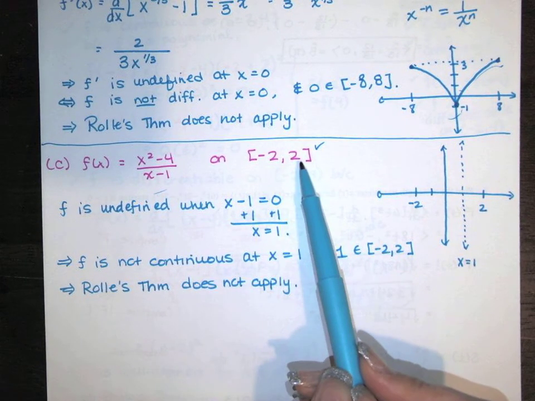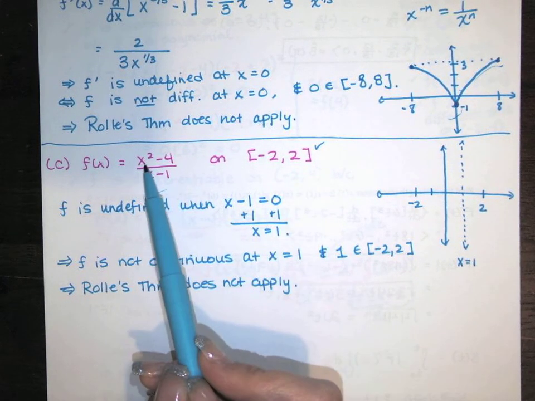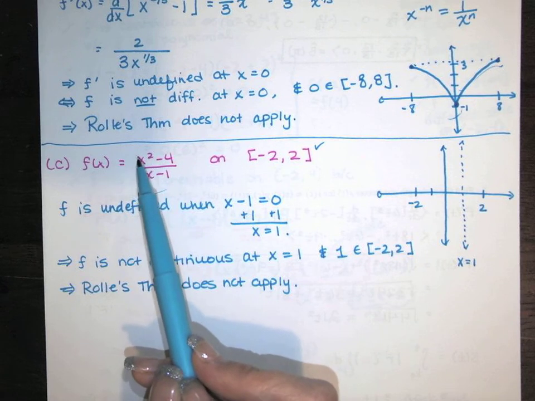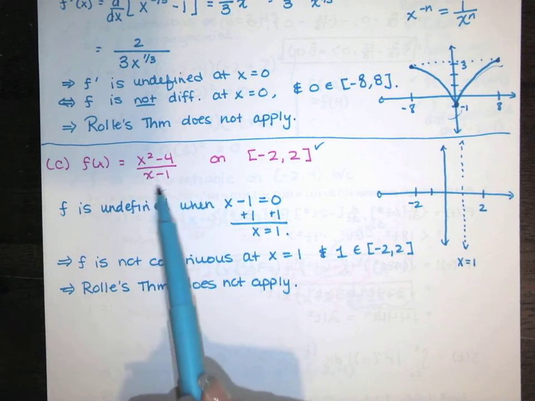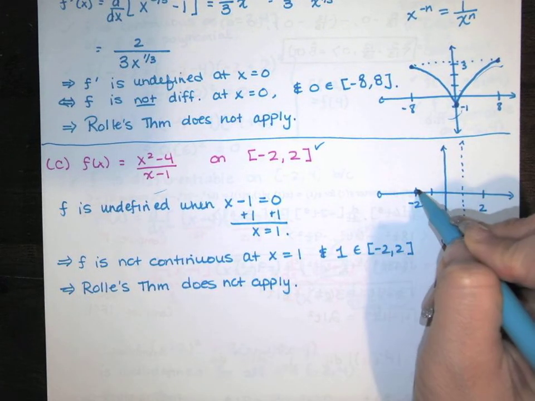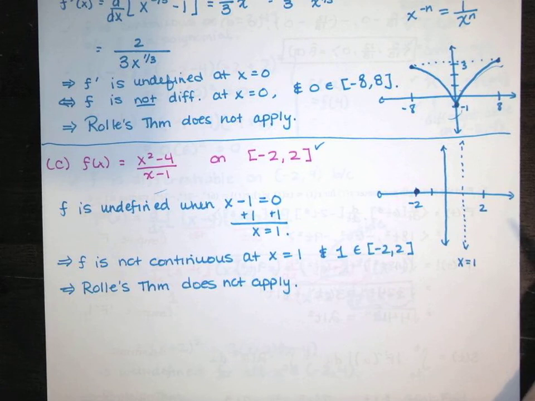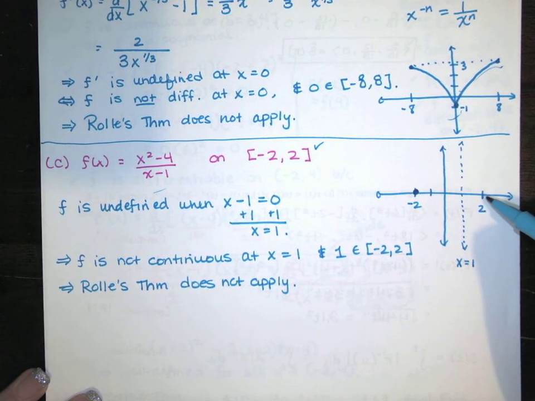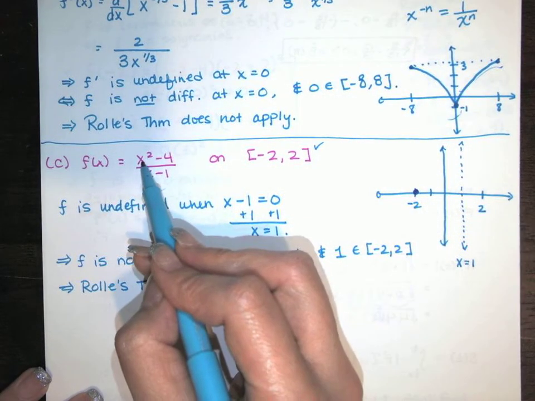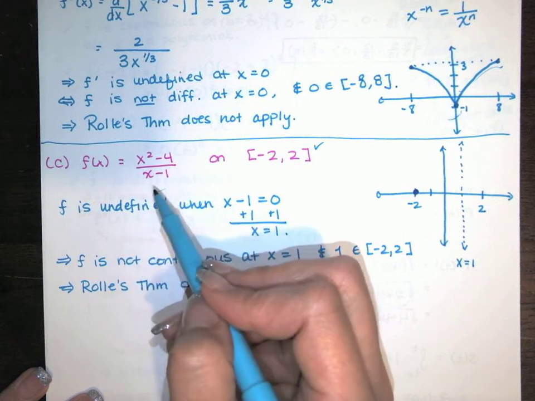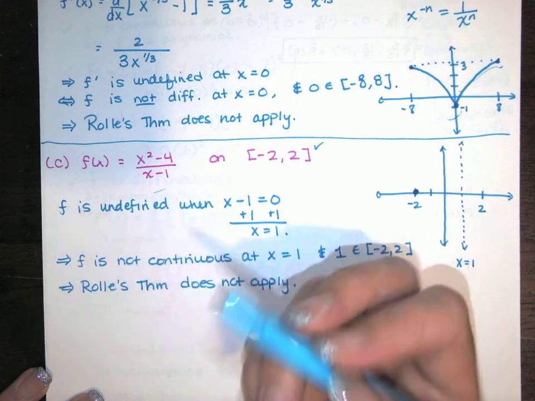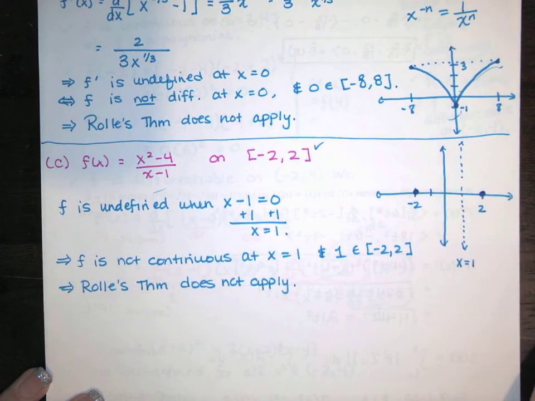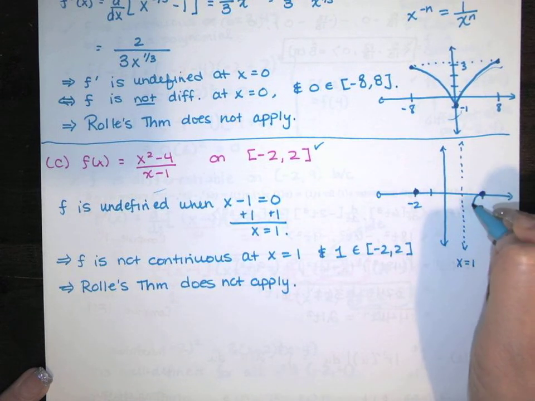Let's see what happens at -2 and 2. If I substitute in -2 for x, -2 squared is 4, 4 minus 4 is 0. So I have 0 over -2 minus 1, so 0 over -3, which is 0. And over here at x equals 2, I've got 2 squared minus 4 is 0. 0 divided by 2 minus 1 is 0 divided by 1, which is 0. And we get this. The graph is going to look roughly like this.